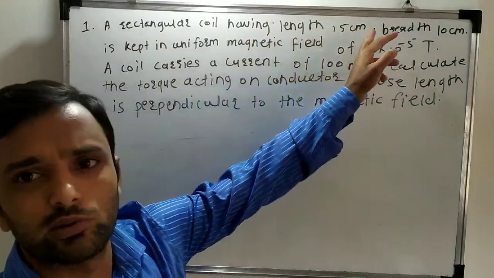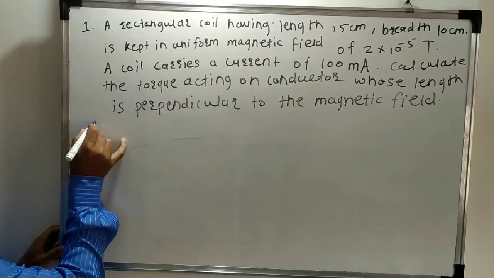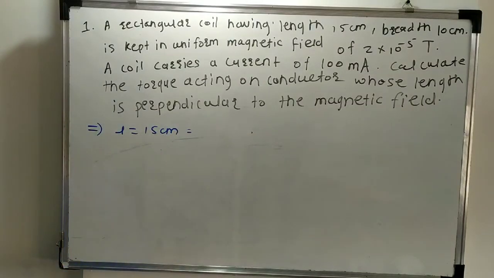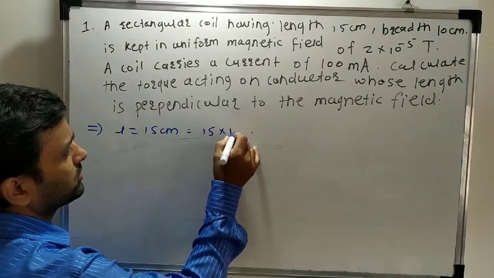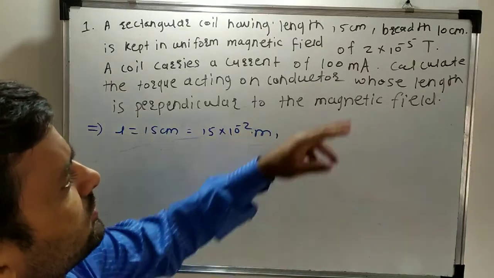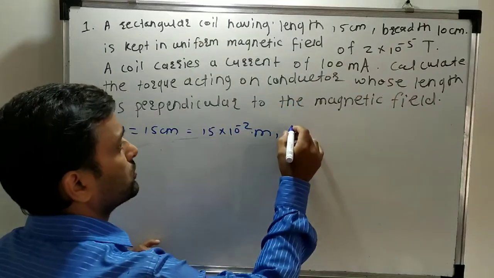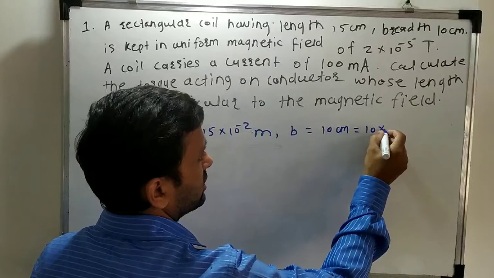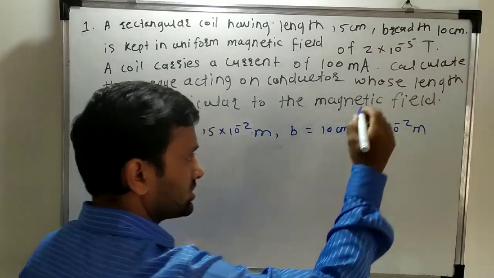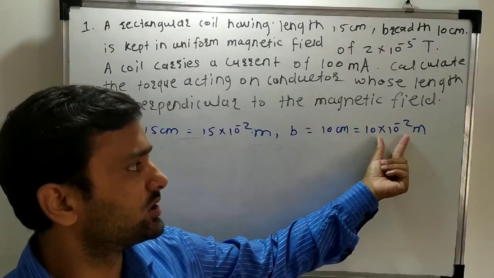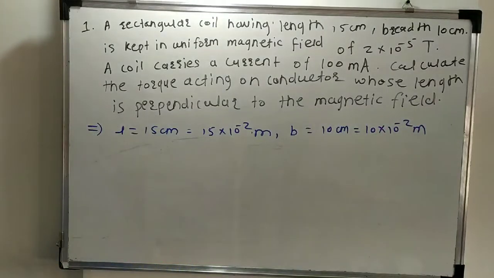A rectangular coil having length 15 centimeter. So the length is given as 15 centimeter. How would you convert the centimeter into meter? Multiply the given number by 10 raised to minus 2 meter. Then what is the next term? Breadth is given. So b is equal to 10 centimeter, so 10 into 10 raised to minus 2 meter. While converting from centimeter to meter, we just multiply the given number by 10 raised to minus 2.